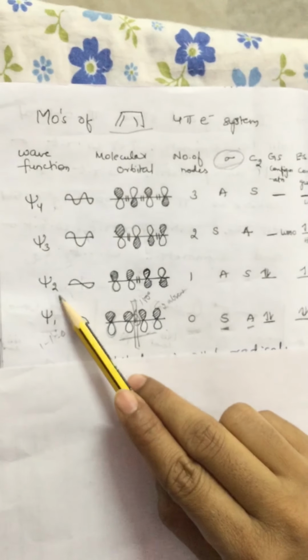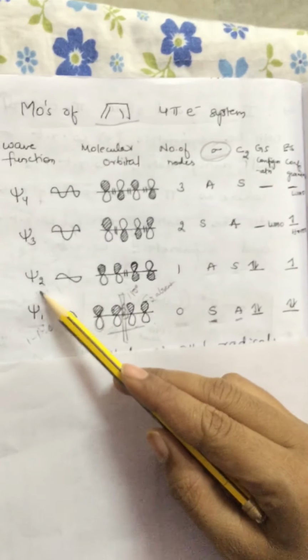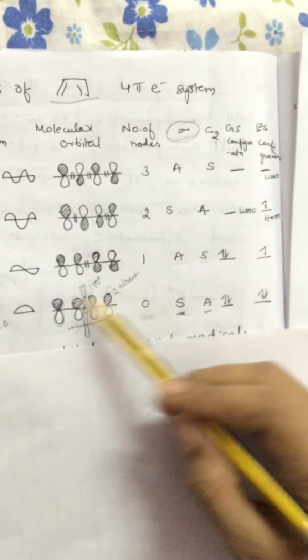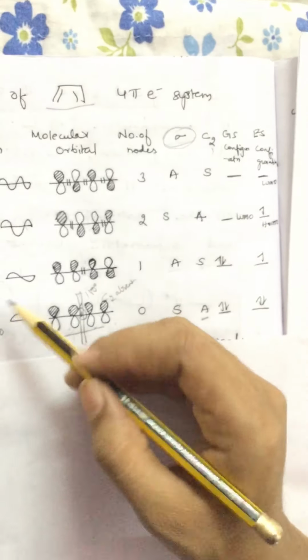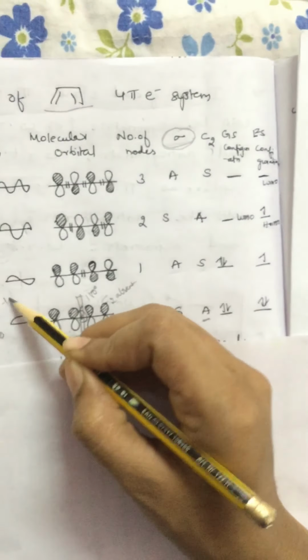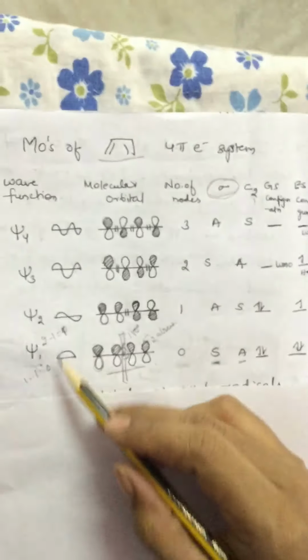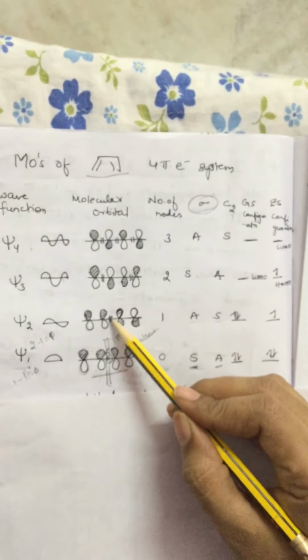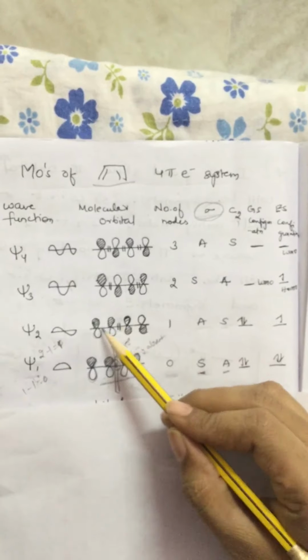We will go for psi2 configuration. Psi2 pi molecular orbitals, again 4 lobes we have to draw, 4 pi molecular orbitals we have to draw. Now how many nodes should be there? 2 minus 1 is equal to 1, right? 2 minus 1 is equal to 1. So you have to incorporate one node, right? So I have incorporated one node here.